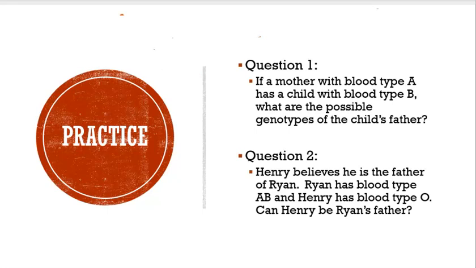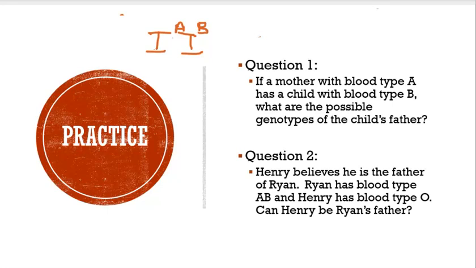So it says, Henry believes he is the father of Ryan. Ryan has the blood type AB. All right, so let's write out Ryan's blood type. He has the A factor, and he's got the B factor because it's codominant. So that's his genotype. That's Ryan. Ryan has blood type AB.